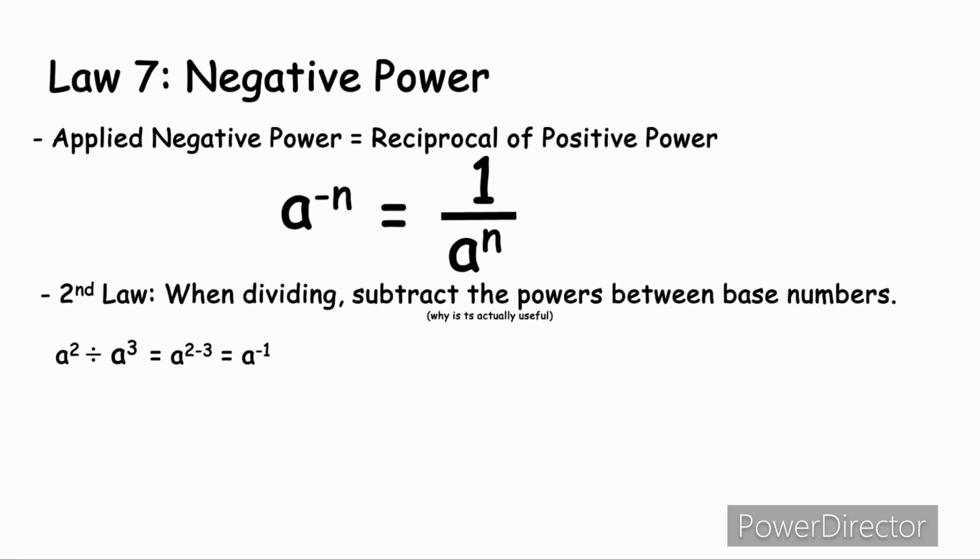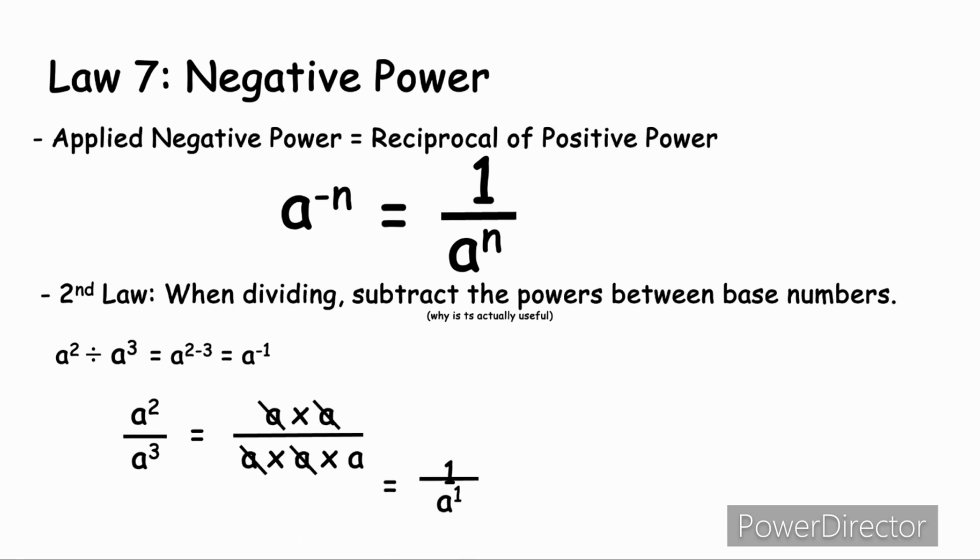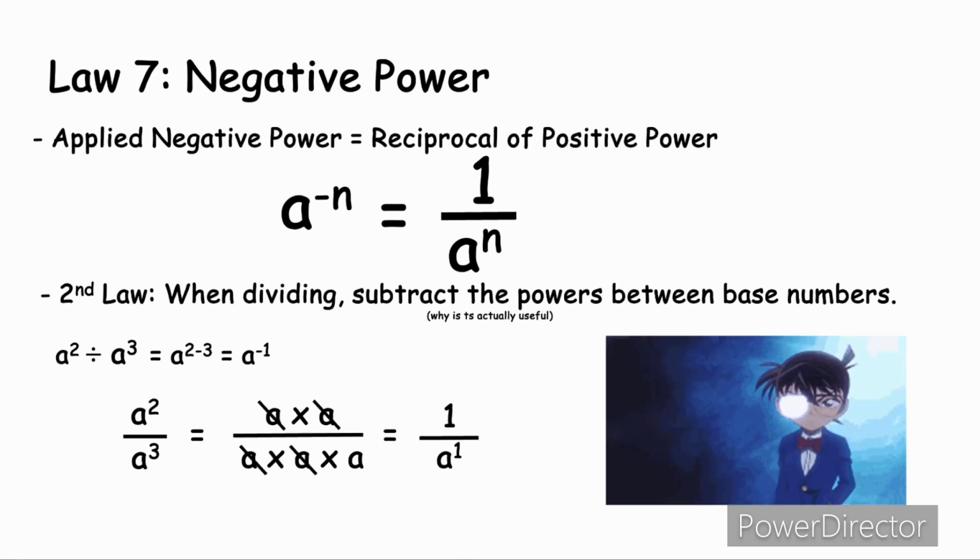But if we put this onto a fractional view, where a to the power of 2 is the numerator and a to the power of 3 is the denominator, we will see that 1 a will be left on the denominator after simplification, which gives us 1 over a. Therefore, a to the power of minus 1 is the same as 1 over a.